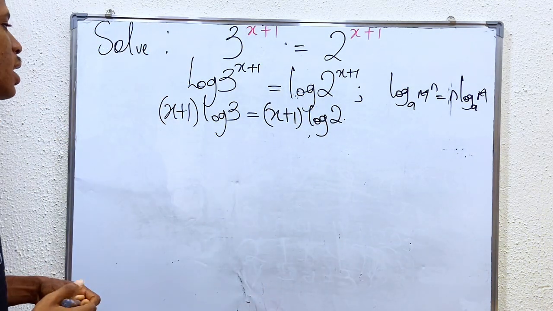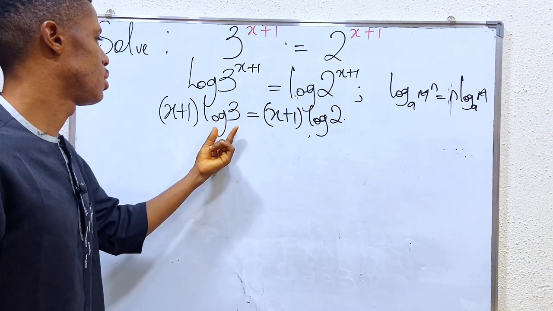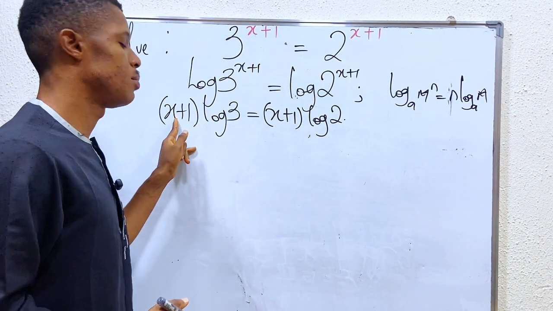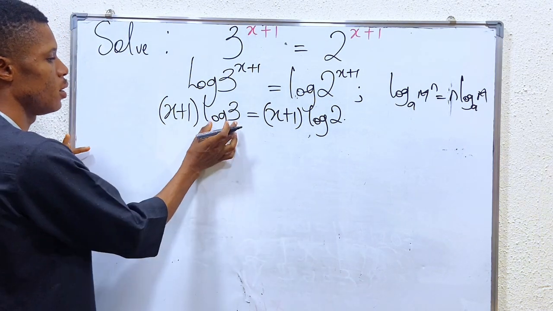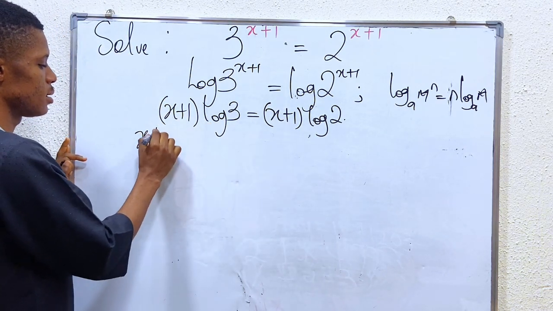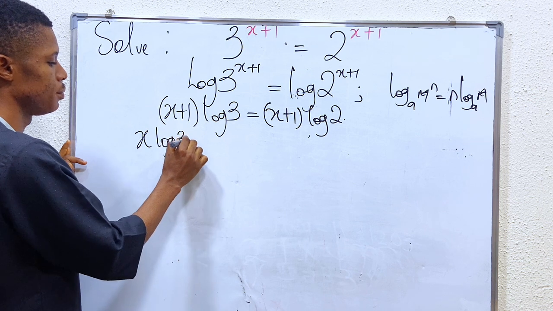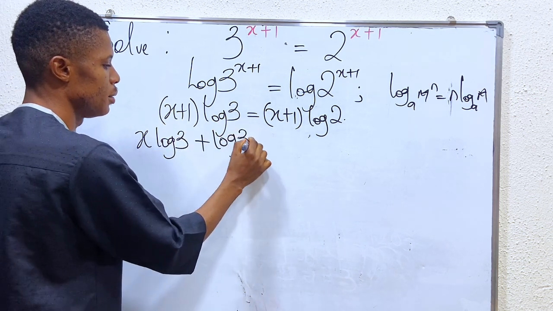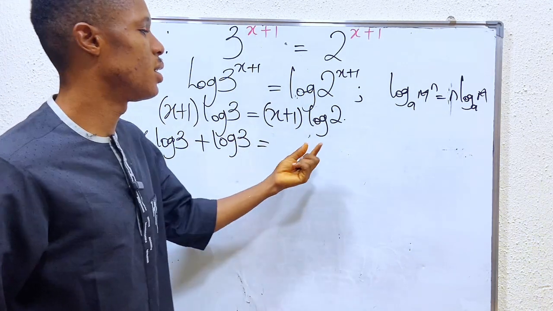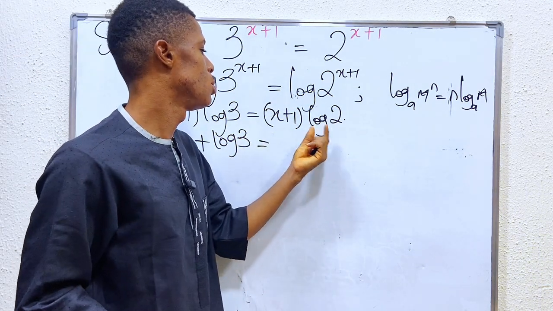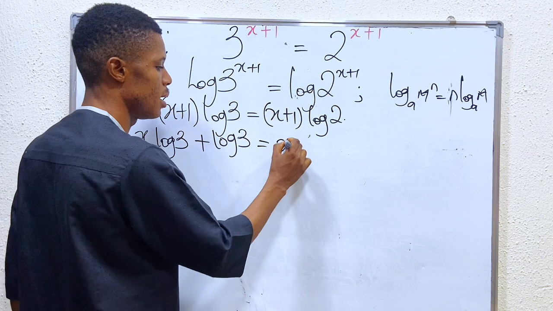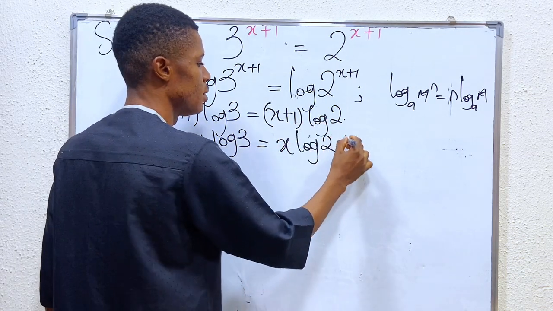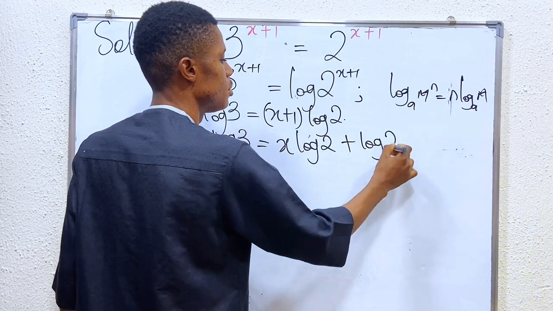Okay? So the next thing we do is to open up the bracket. We use log 3 to multiply everything inside this bracket. So log 3 times x gives us x log 3, and log 3 times 1 gives us plus log 3. It's equal to, same thing applied here, log 2 times x giving you x log 2, and log 2 times 1 giving you log 2.